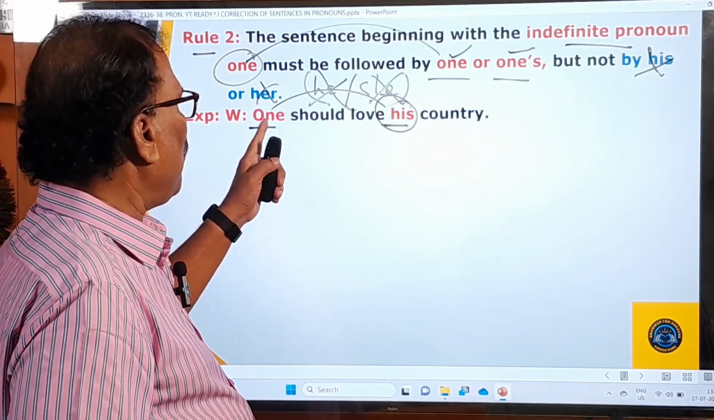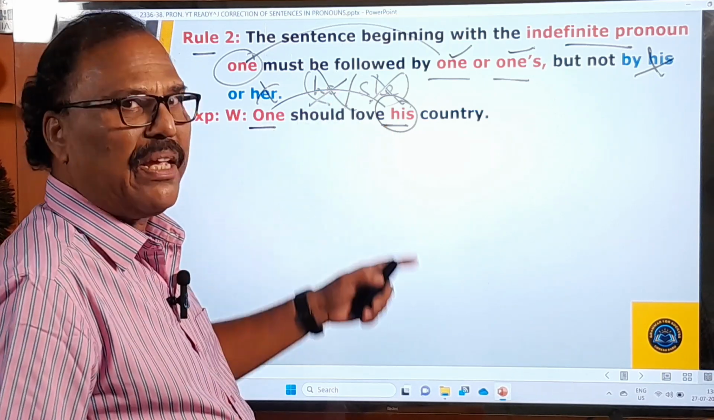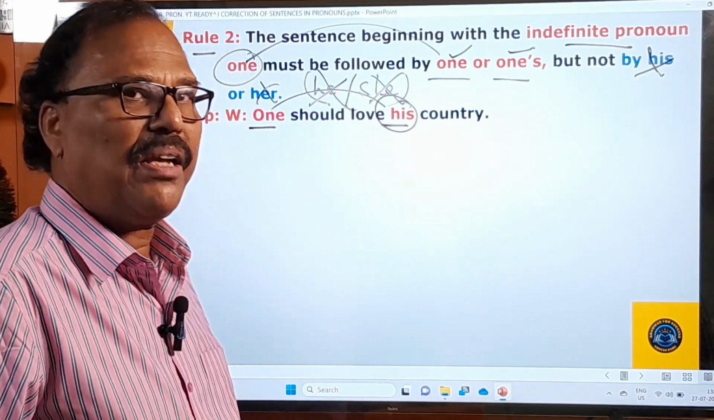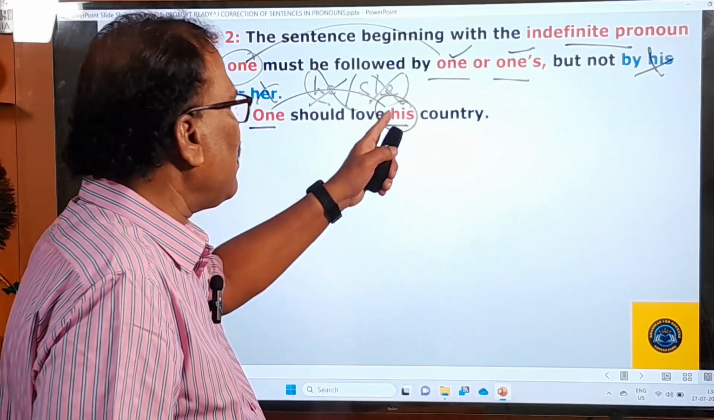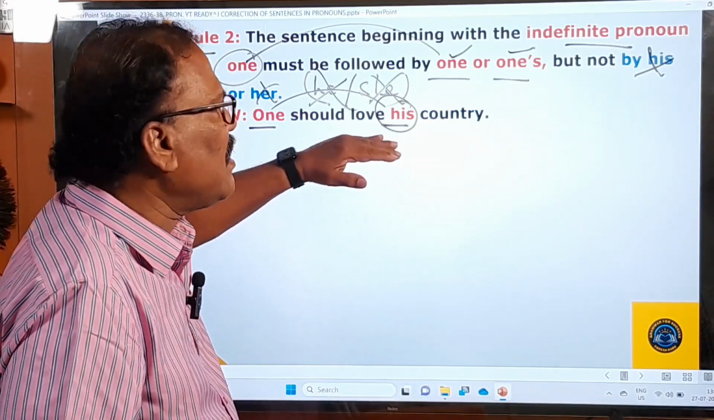No, I have already told you, after a sentence beginning with "one," there should not be either "his or her" or "he or she." Here "his" is used. Then why is it a mistake? Why is it a wrong sentence? Why is it grammatically incorrect?